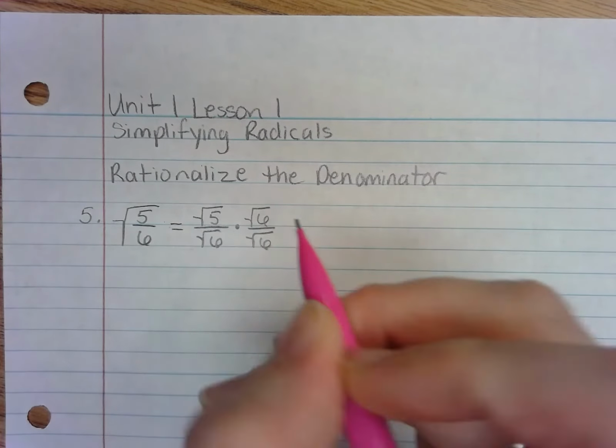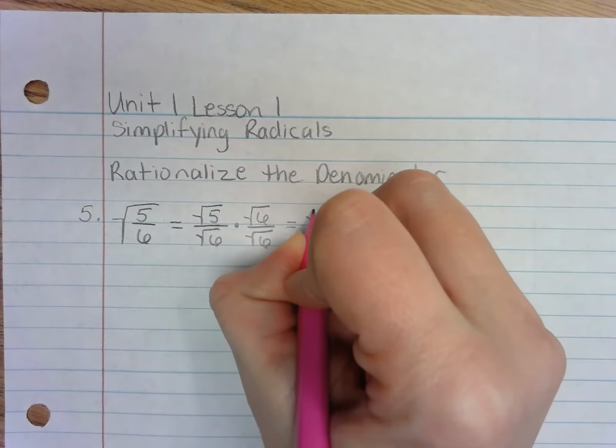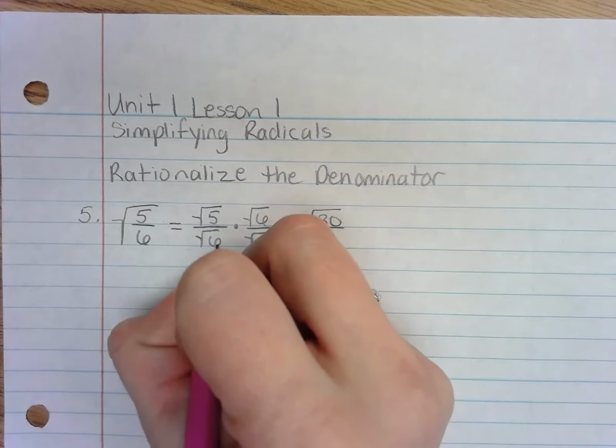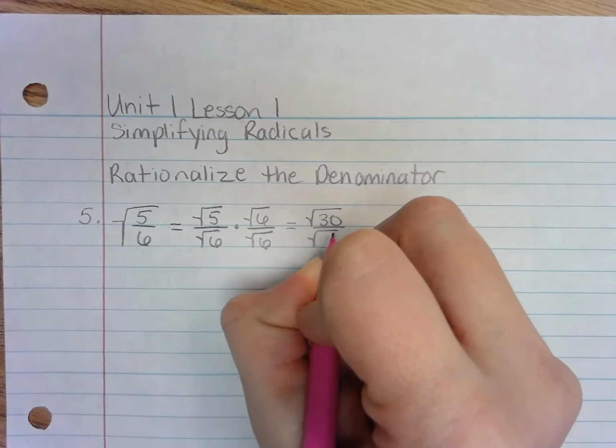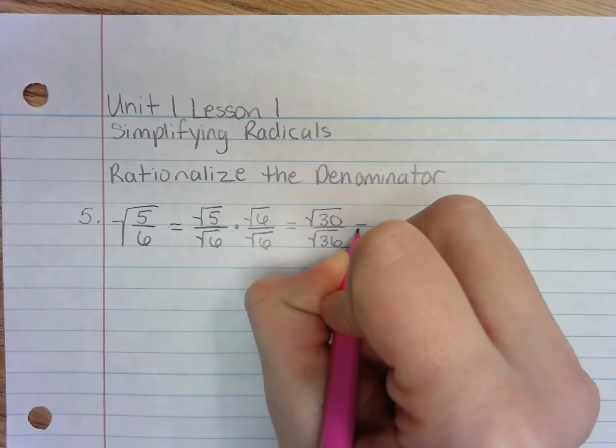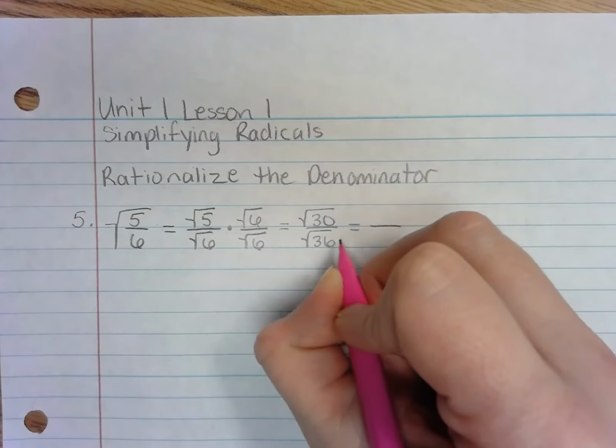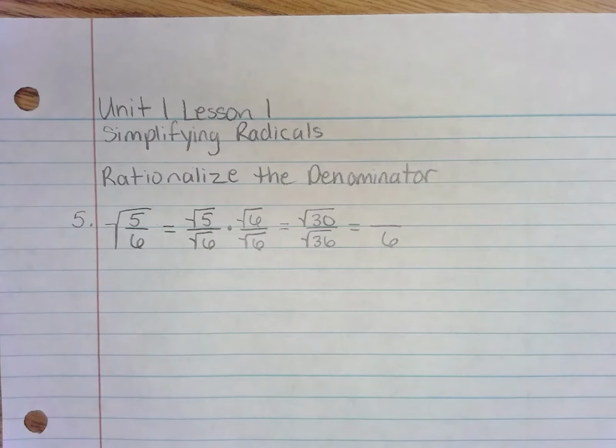So 5 times 6 gives us a square root of 30. 6 times 6 gives us the square root of 36, and that is a perfect square. So in the denominator, the square root of 36 is 6. We've already gotten rid of that radical sign by rationalizing the denominator.